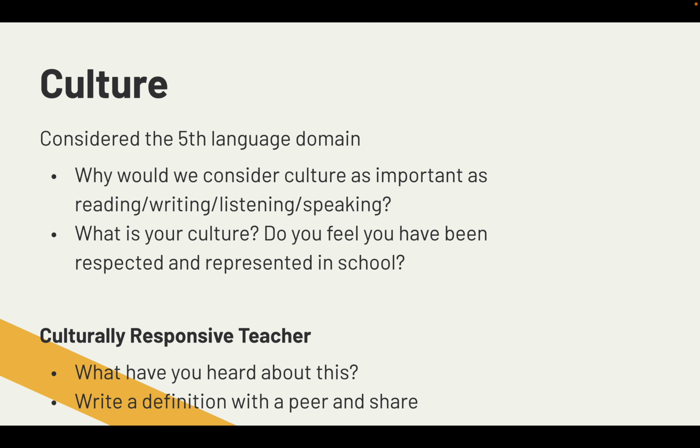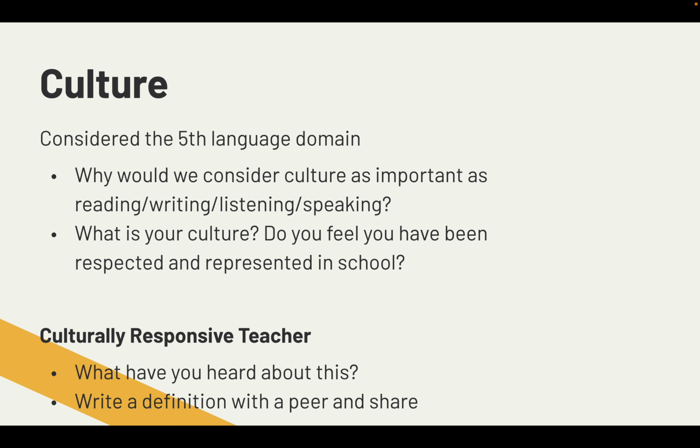Third thing we have is a focus on culture and being culturally responsive. Culture is often called the fifth language domain, the idea being that reading, writing, listening, and speaking are all influenced by cultural expectations. So when we teach those things, we kind of have to teach culture, or we are teaching culture, even if we aren't aware of it.